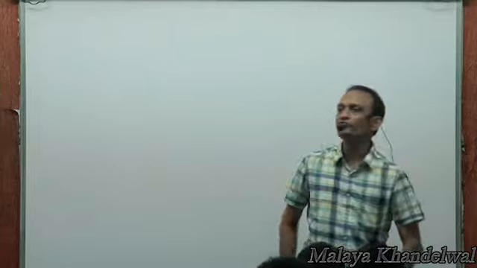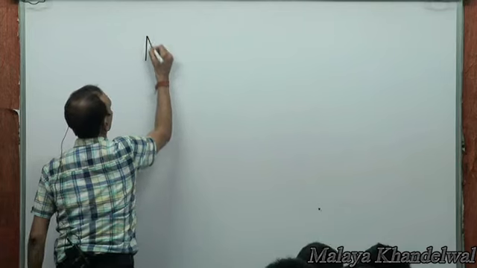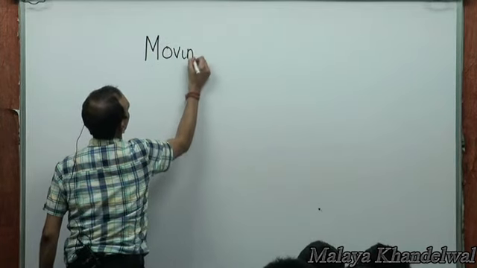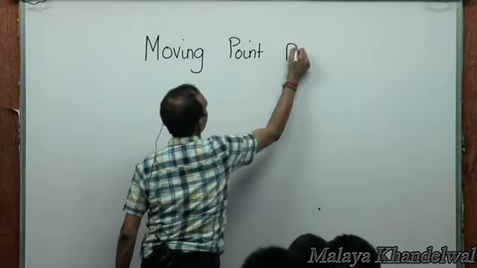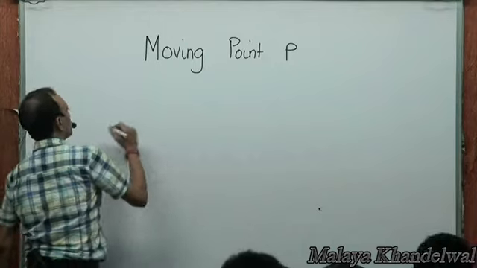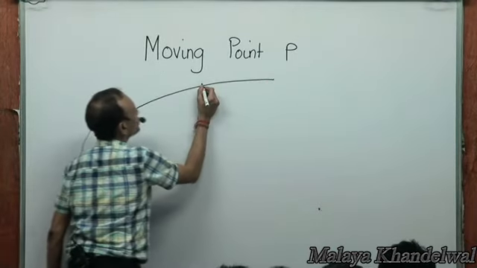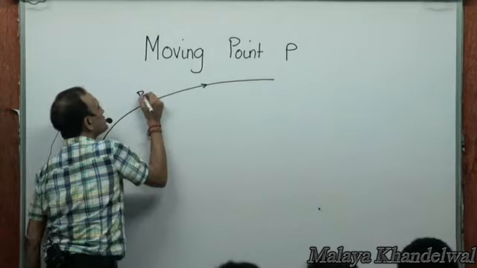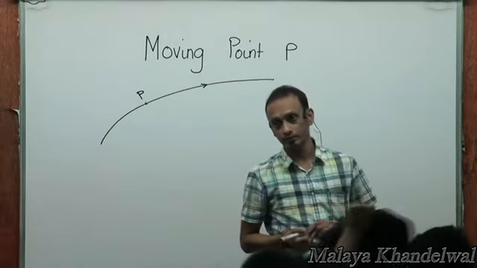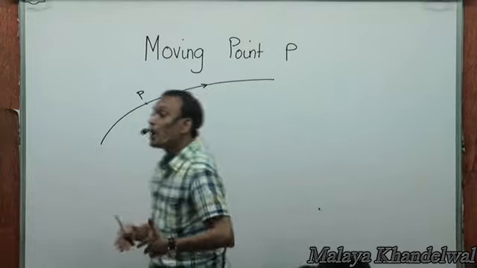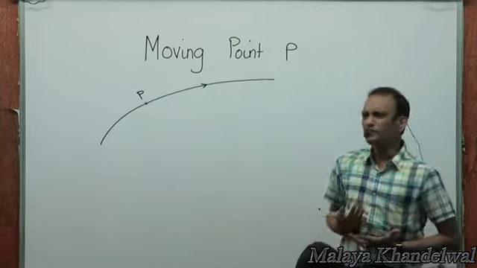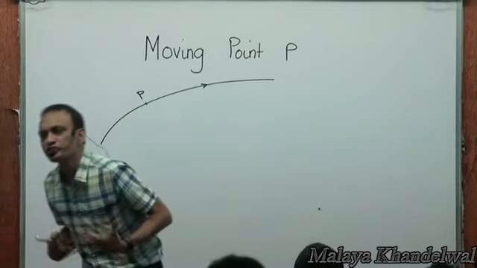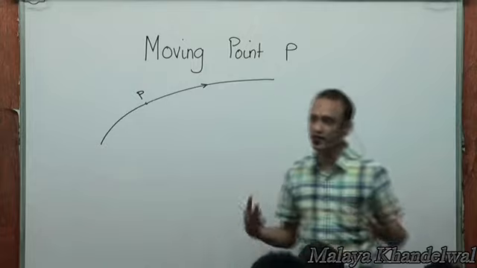So there are times we talk of a moving point, P. This moving point moves along this trajectory, say. This is the path of the moving point. And it would obviously do so subject to a set of conditions, geometrical or algebraic conditions, right?